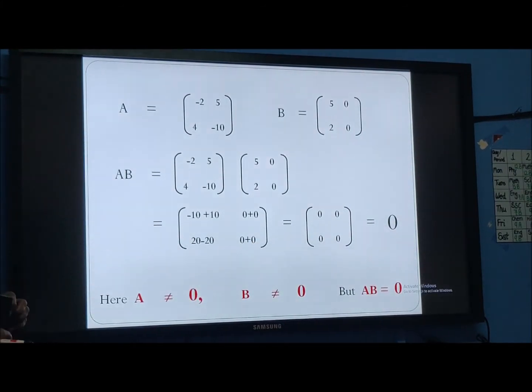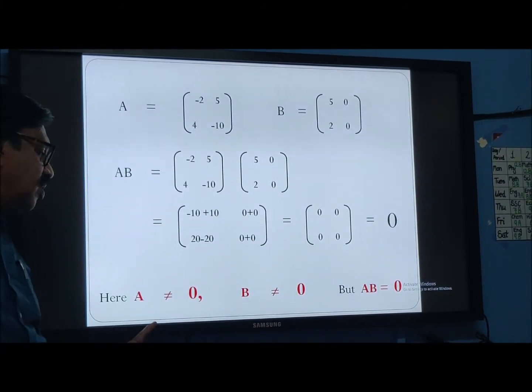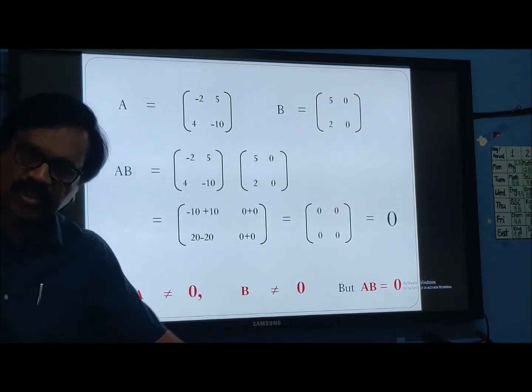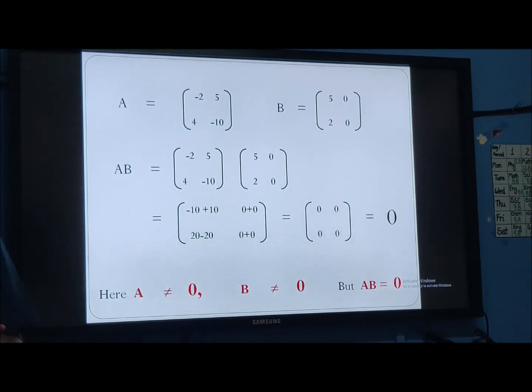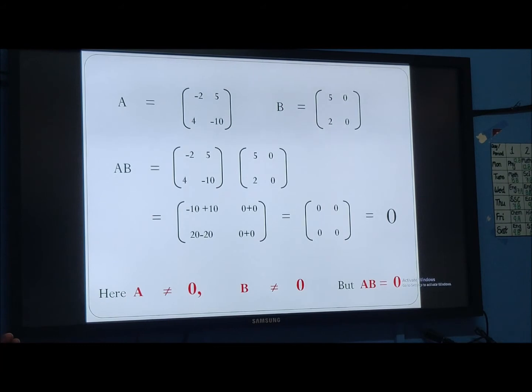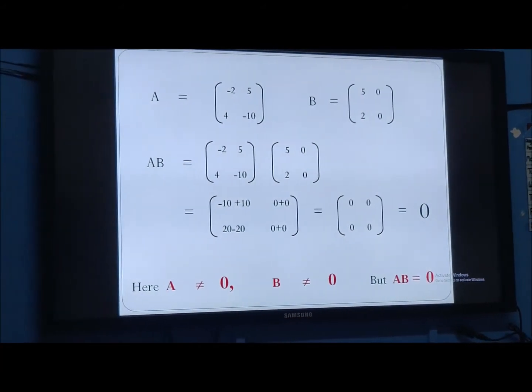You see, therefore, if A is a non-zero matrix and B is another non-zero matrix, then their product can be equal to 0, which is not possible in the case of real numbers.